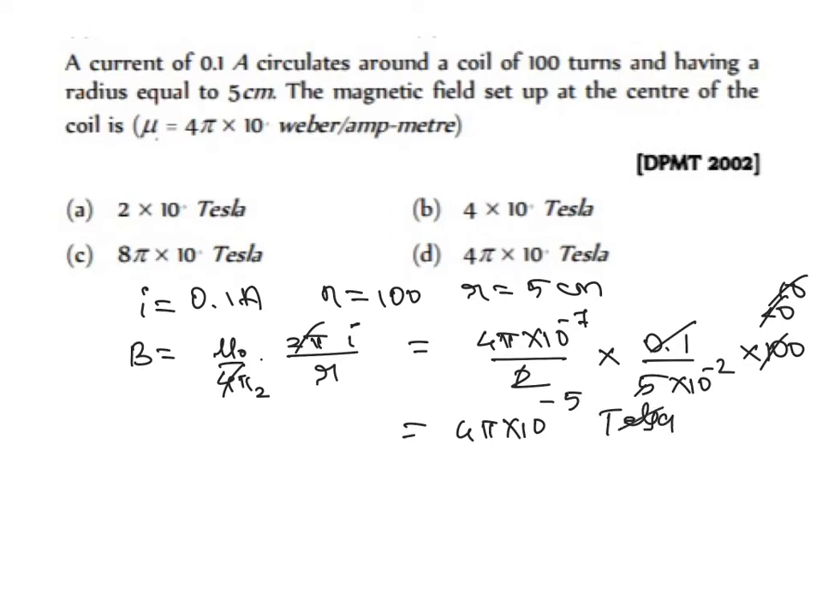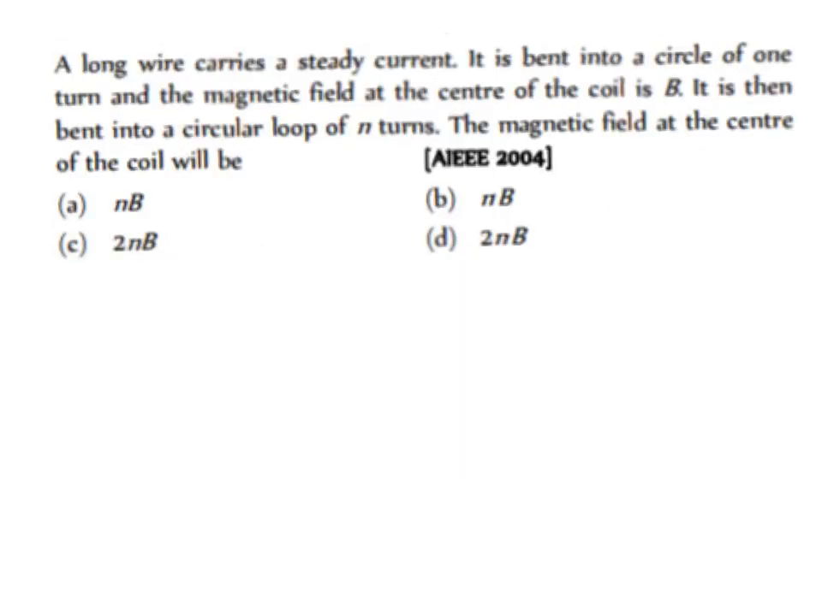It is Tesla. 4 pi into 10 to the power of minus 5 Tesla. So that's the reason why option D is the right answer for this particular question. Move to the next problem now.